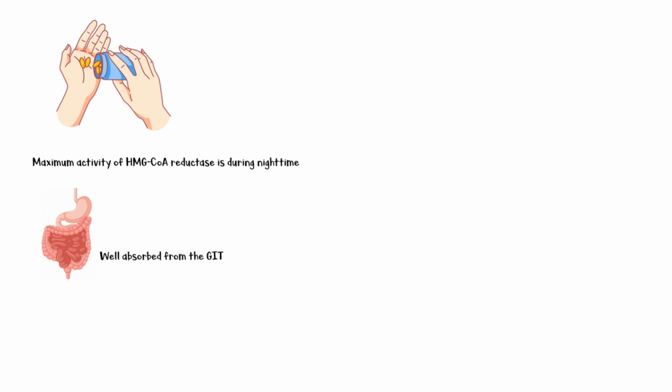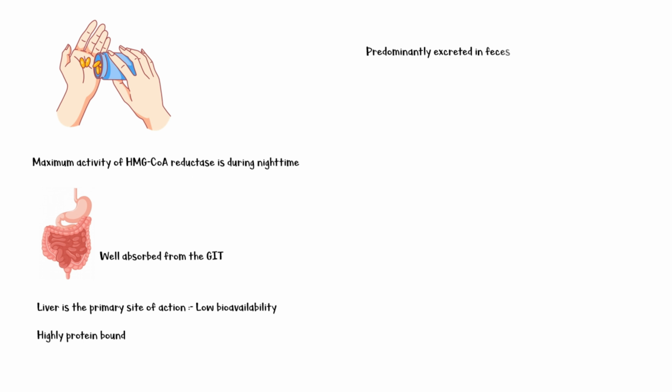Statins are taken perorally, usually at night, since the maximum activity of the HMG-CoA reductase enzyme is during nighttime. They are well absorbed from the GI tract. They have a low bioavailability since the primary site of action is the liver. For this reason, only a small amount of the drug reaches the systemic circulation. Once in the bloodstream, atorvastatin is highly protein-bound. The drug is predominantly excreted in feces. Therefore, it is safe in patients with renal impairment.